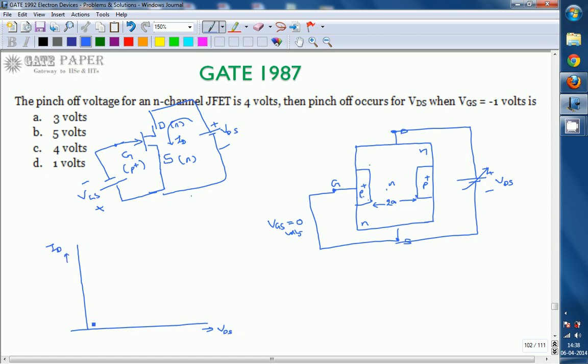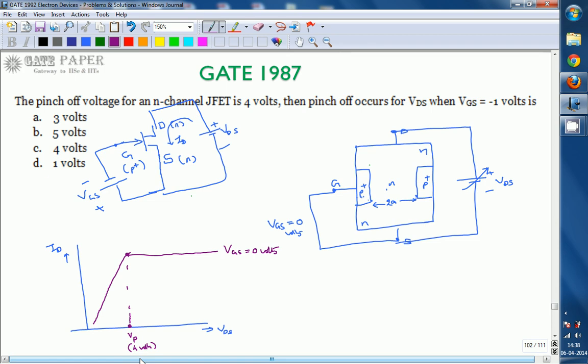Initially the current increases up to some value, and afterwards it becomes constant. This is whenever VGS is equal to 0 volts. This point is treated as the pinch-off point, or pinch-off voltage VP. In this case it was given as 4 volts.